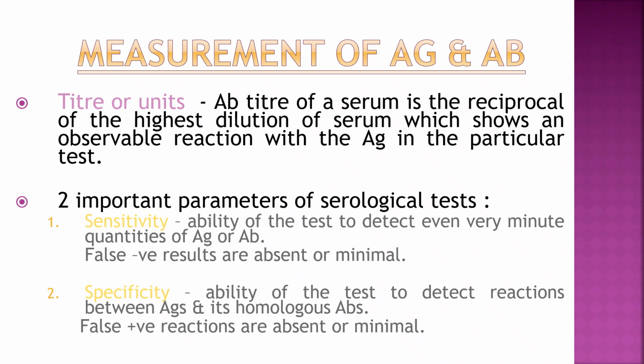Sensitivity is the ability of the test to detect even very minute quantities of antigen or antibody, so false negative results are absent or minimal. Specificity is the ability of the test to detect reactions between an antigen and its homologous antibody, so false positive reactions are absent or minimal.